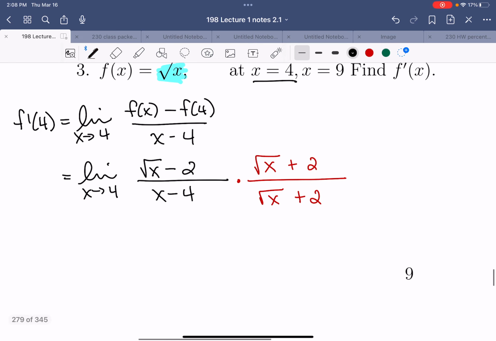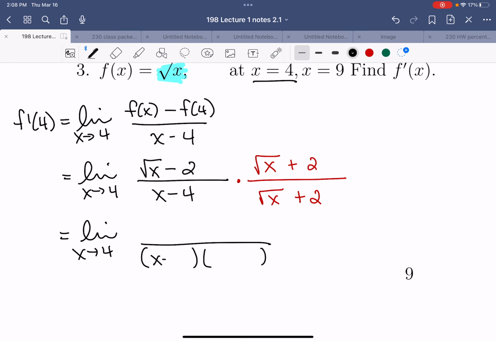Okay. That's going to give us the limit as x goes to 4 of... On the bottom, we're going to keep these things factored. So x minus 4 and the square root of x plus 2. On the top, remember that our outside and our inside terms when we FOIL are going to cancel out, so we don't have to worry about them. So we're just multiplying our first terms and our last terms. So that's going to give you the square root of x times the square root of x, which is just an x. And then you're multiplying the second terms, which would be your negative 2 and your positive 2. And that's going to give you negative 4.